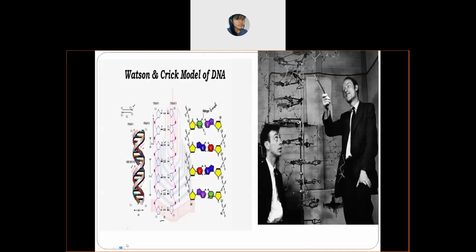And this Watson and Crick, they have discovered this DNA. They found out this DNA structure. This is Watson and Crick. So these are the people, Watson and Crick.